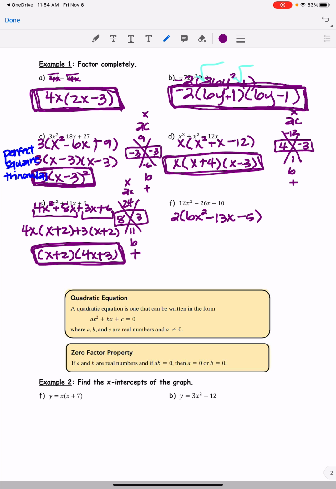So this is a hard trinomial again. Why? Because a is greater than 1. Any trinomial, we got to go into our x. So my a times c is 6 times negative 5, and my b term is negative 13. So what adds up to negative 13, but multiplies to a negative 30?